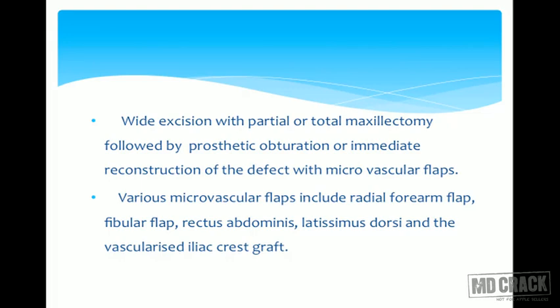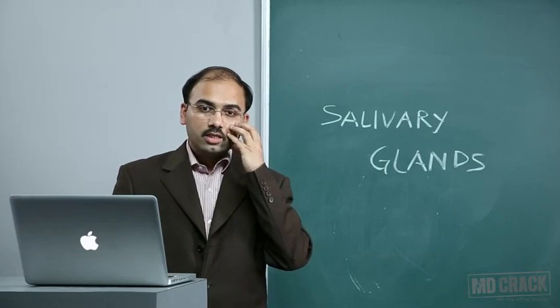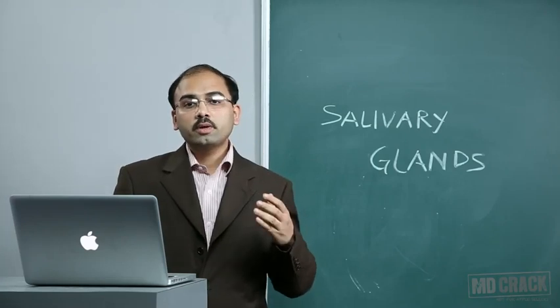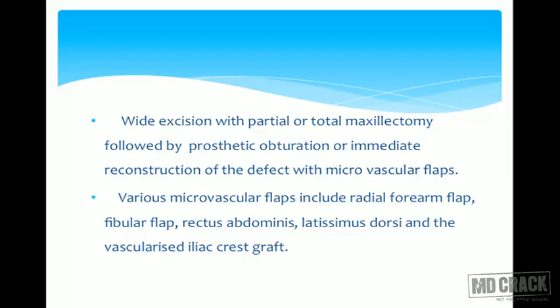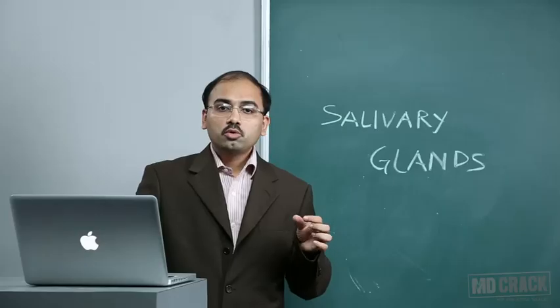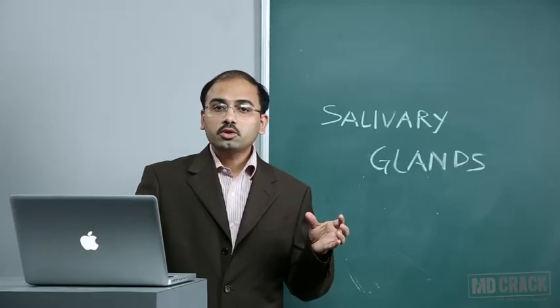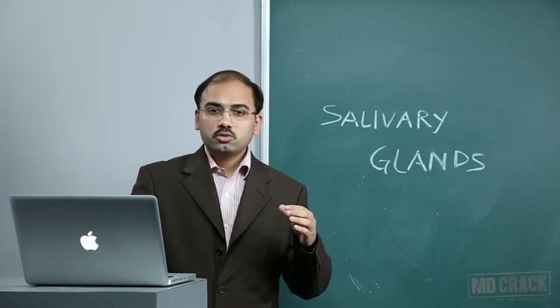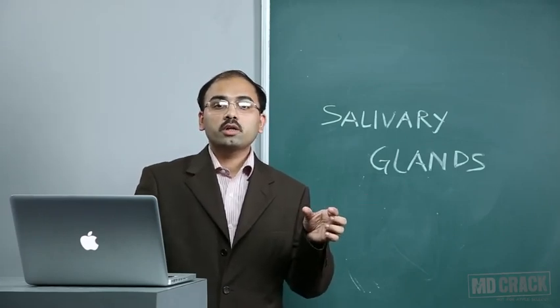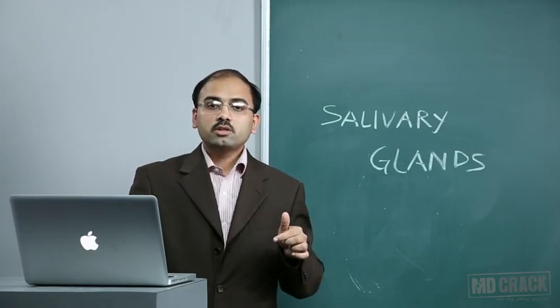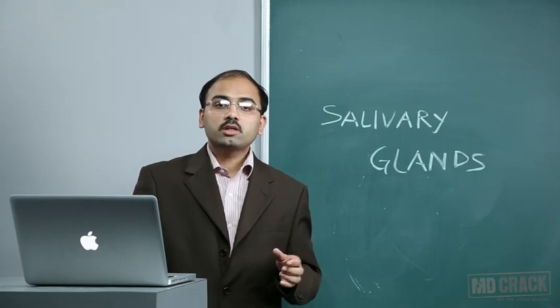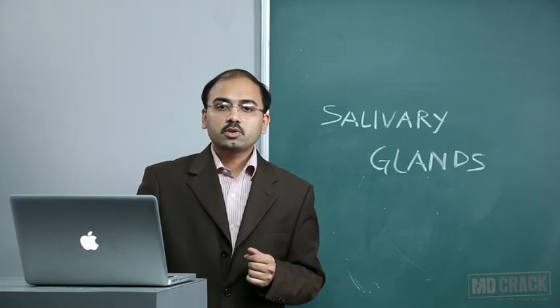So there will be a large defect in the maxilla or surrounding area that has to be repaired with a microvascular flap. Various microvascular flaps include radial forearm flap, fibular flap, rectus abdominis flap, latissimus dorsi flap and the vascularized iliac crest graft. You can be asked a question on how to manage benign tumors and how to manage malignant tumors. So you may be given a scenario where a tumor size of less than 1 cm is best treated by the following options, and a tumor size of more than 1 cm is best treated by, and they will give various options.